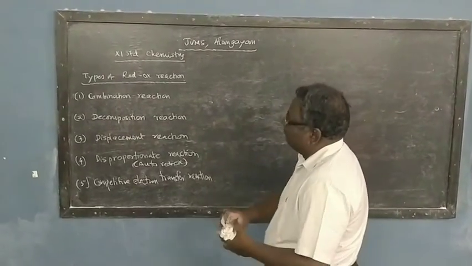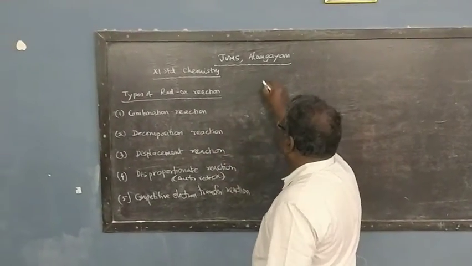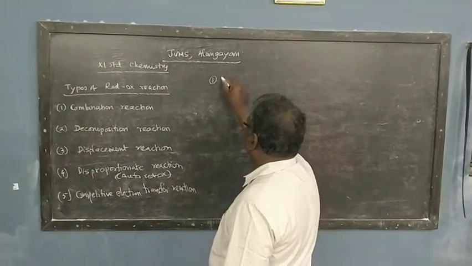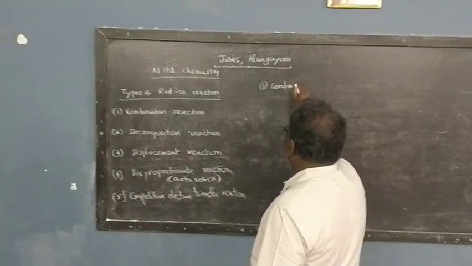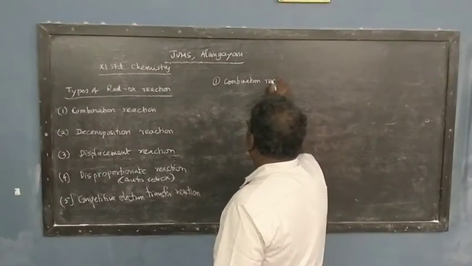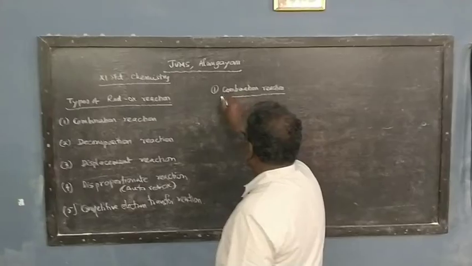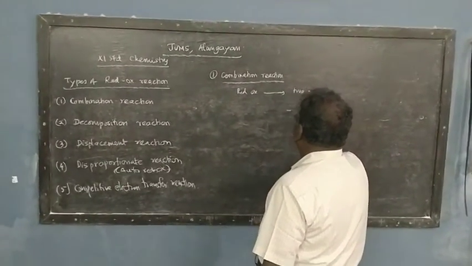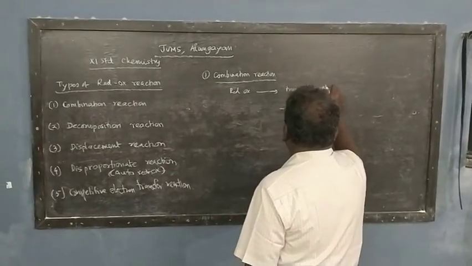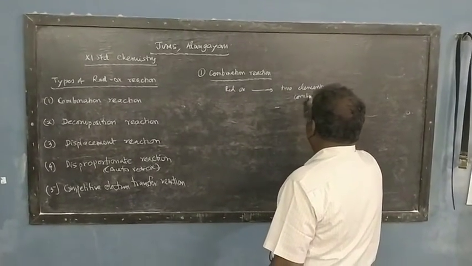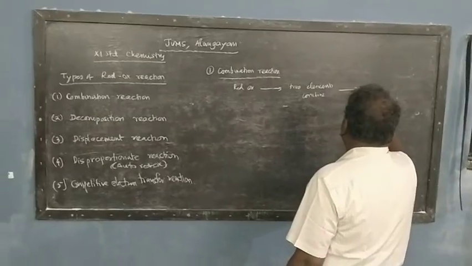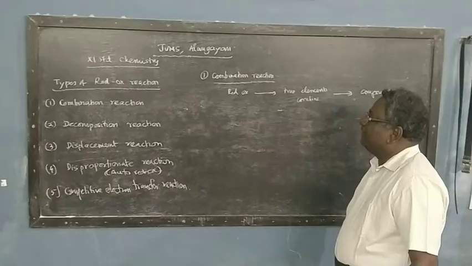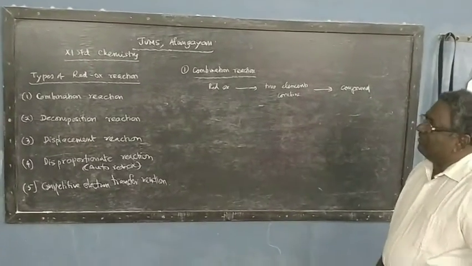Now types of redox reaction. There are 5 types of redox reaction. First is combination reaction. Right? So in a redox reaction, when two elements combine to form a compound, that type of reaction is called a combination reaction.